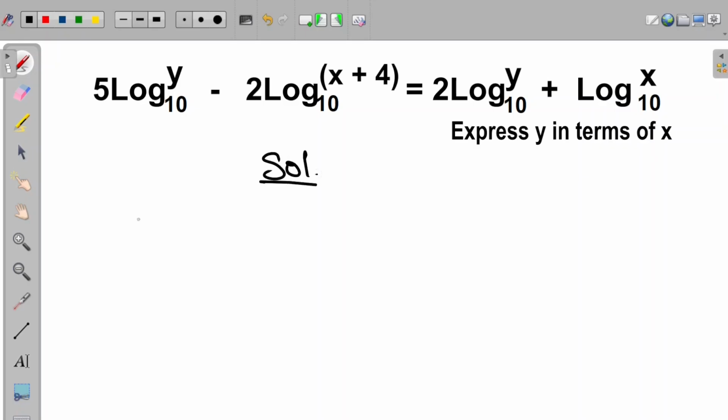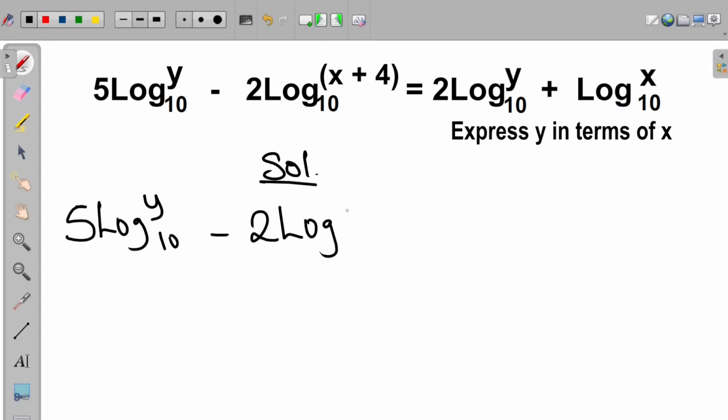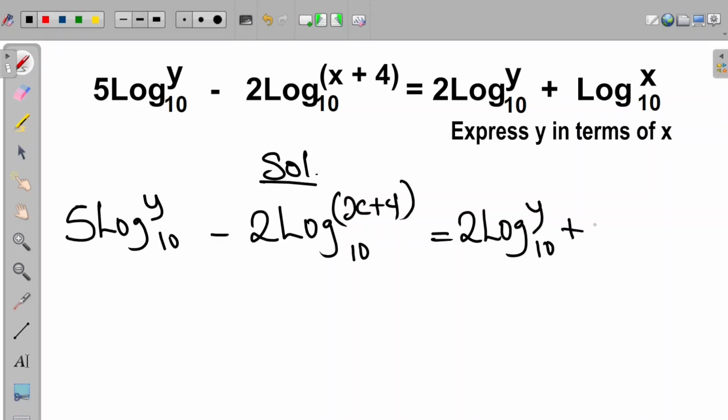So we are given this logarithmic equation to express y in terms of x. So the equation is 5 log y to base 10 minus 2 log (x plus 4) to base 10, which is equal to 2 log y to base 10 plus log x to base 10.